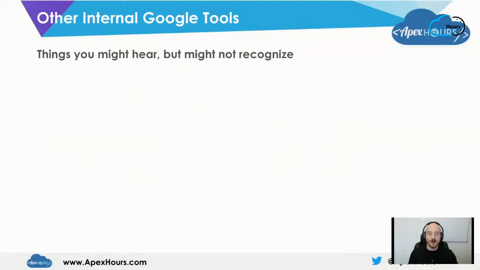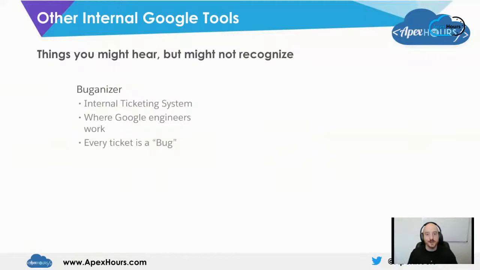All right, so there are a couple other tools that we might talk about, or some terms that we might share in today's presentation, but you probably won't recognize them. One of them is called Buganizer. Buganizer is our internal ticketing system. Think about it as similar to Jira, but this is where really all of our engineers work. Every ticket is a bug.